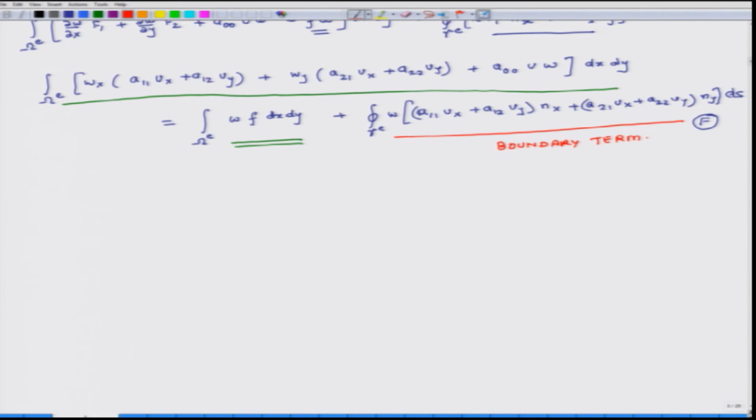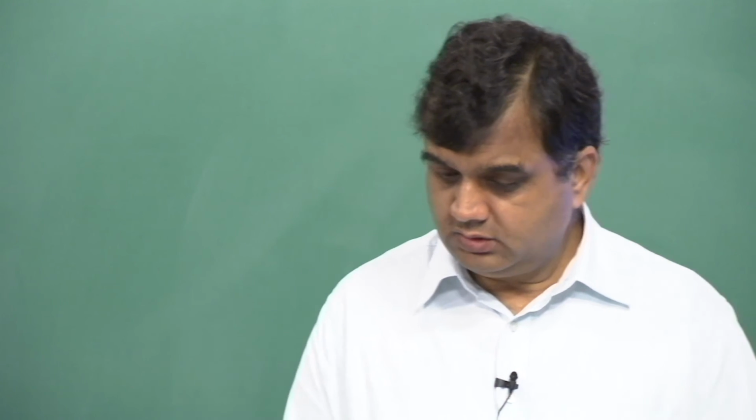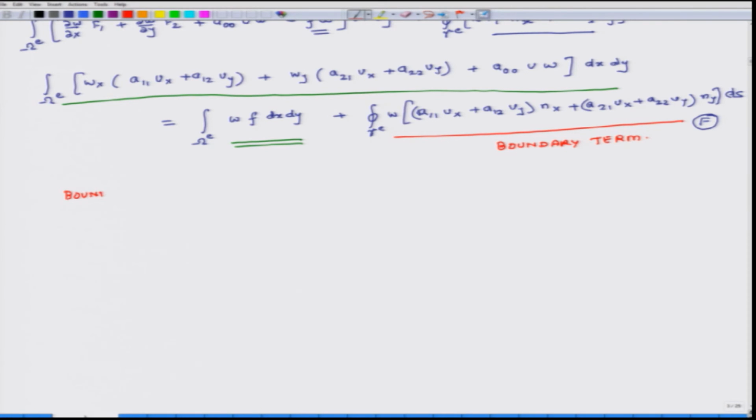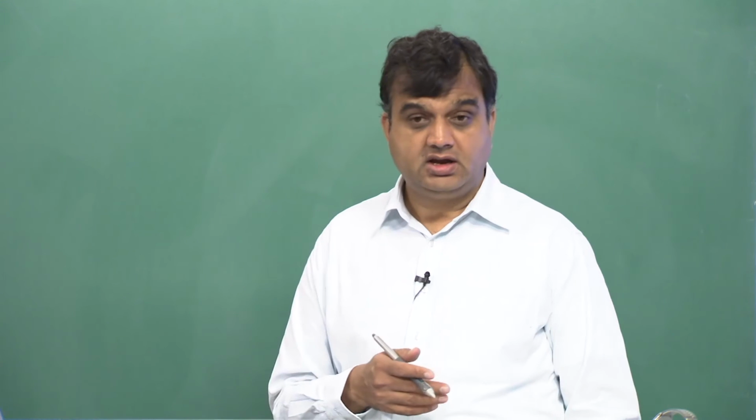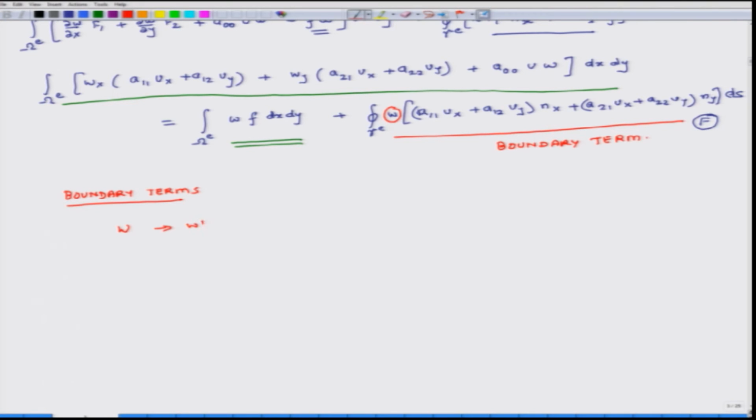And these boundary terms help us understand what kind of boundary conditions we need to know to solve this problem. So, let us look at the boundary terms. In this boundary term, the first thing we have is W. W is the weight function, and in context of 1D problems which we had discussed, it could also be interpreted as a variation of primary variable.